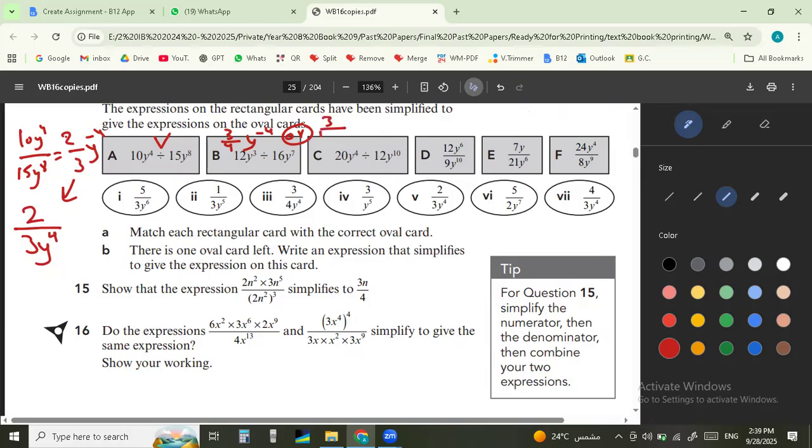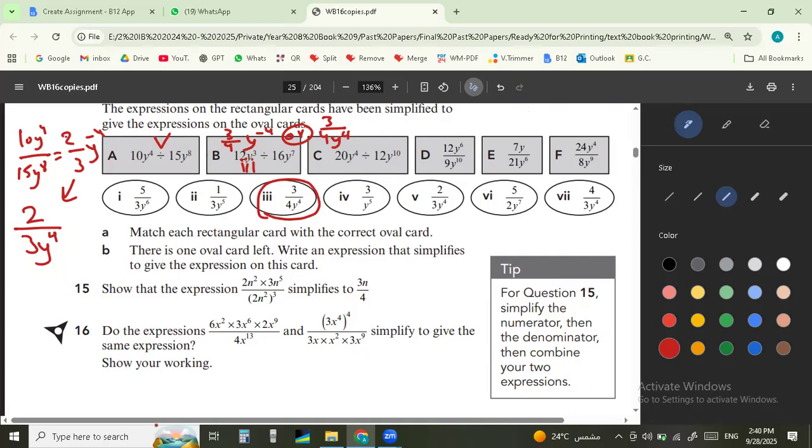3 over 4, y to the power of negative 4. I'm going to take it down, and instead of negative 4, it will be y to the power of positive 4. So 3 over 4, y to the power of positive 4, this one. So this is triple I. And so on with the rest. Okay?